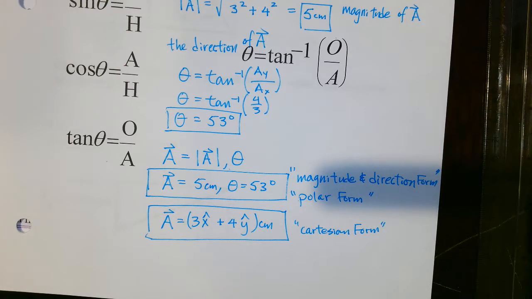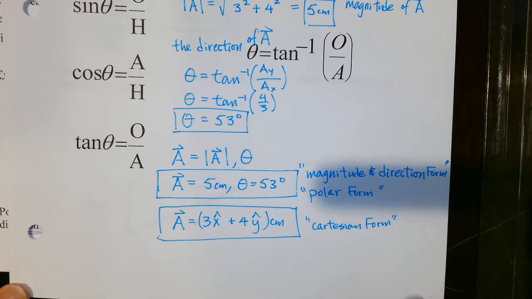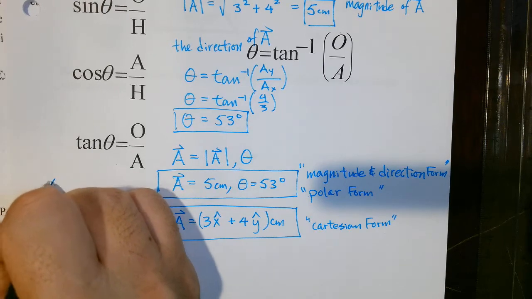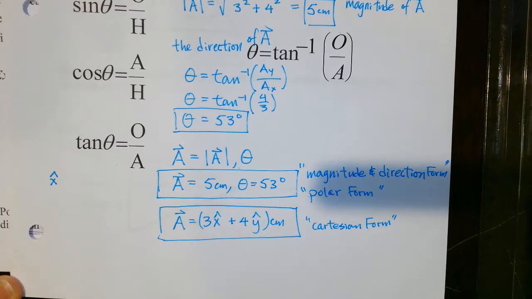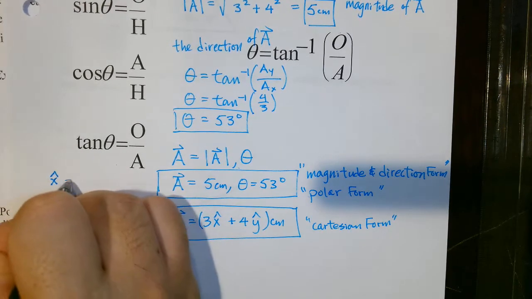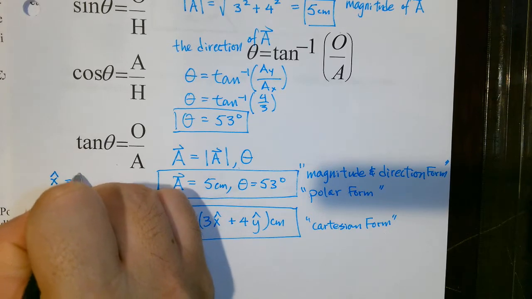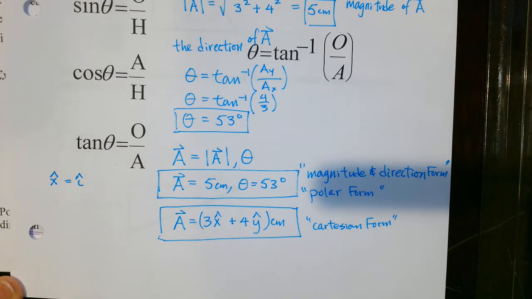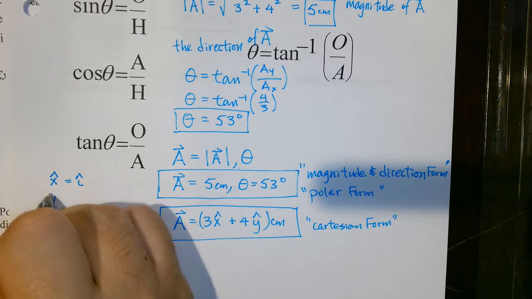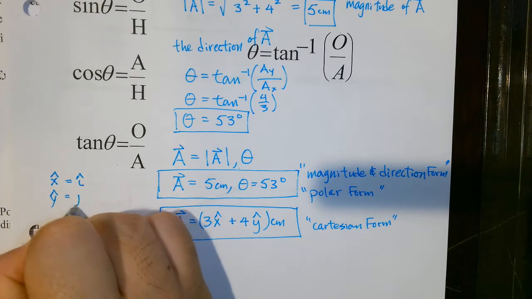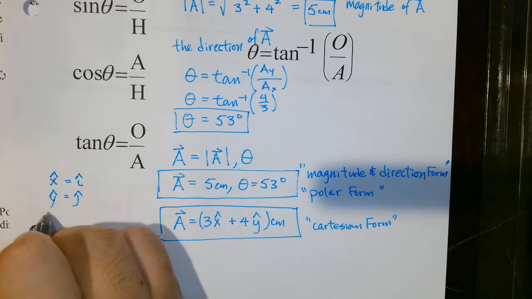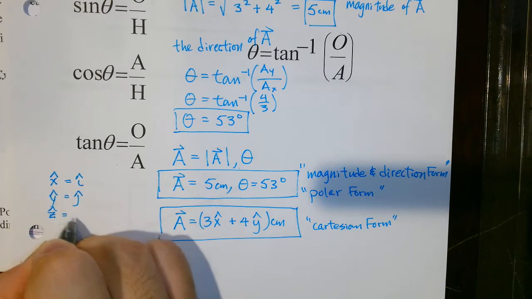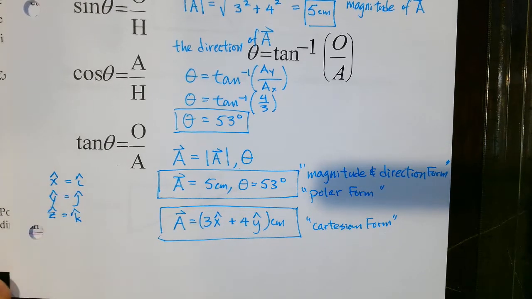Now, there will be some times later on you're going to see your unit vectors, like x hat, switched to i hat. Okay? And then your y will be j hat, and z will be k hat.